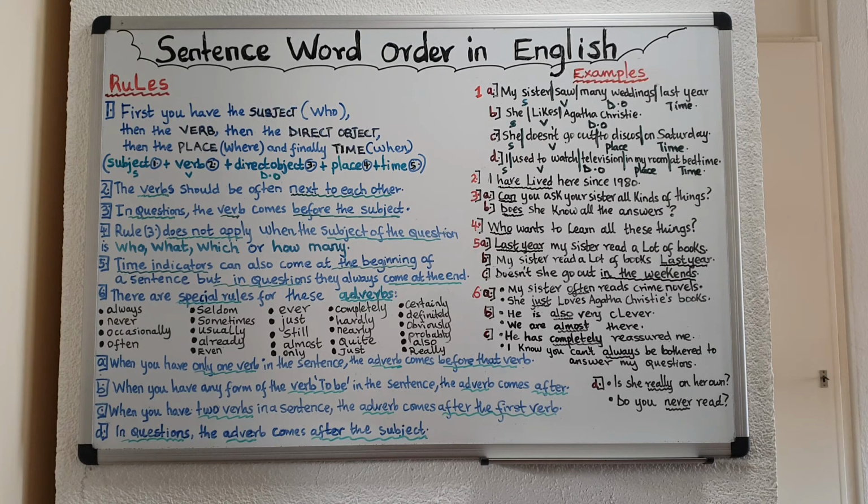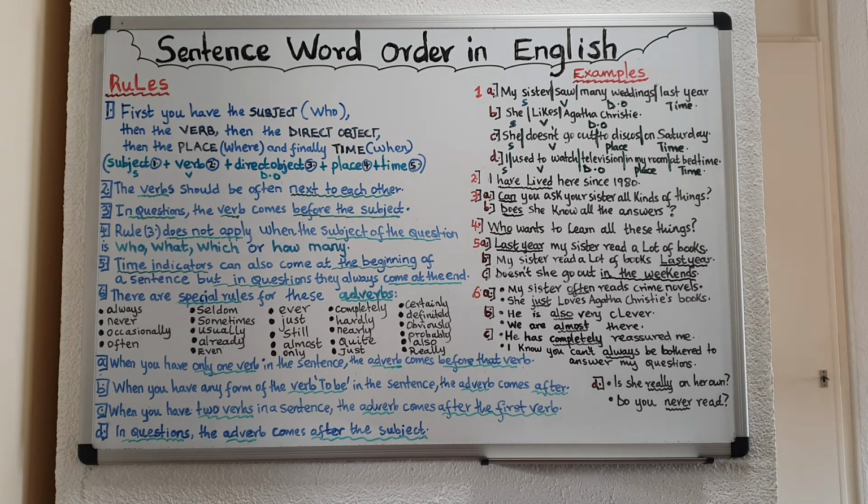I know you can't always be bothered to answer my questions. Okay? In that sentence, you also have more than one verb. You have know, but also you have bothered. Okay? You have two verbs, know and bothered. And because of that, the adverb always comes after the first verb, which is know. Okay?